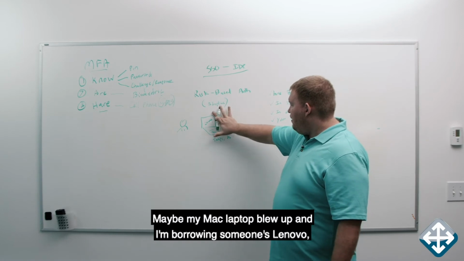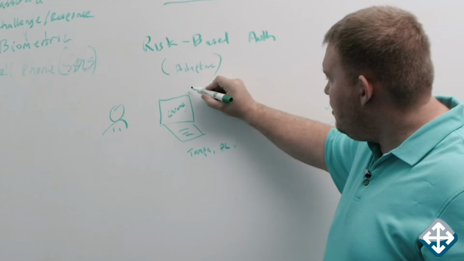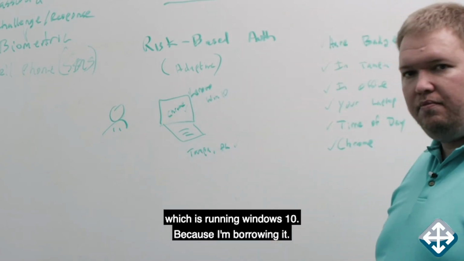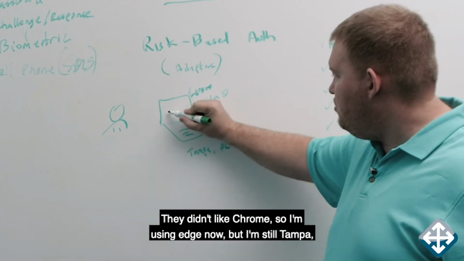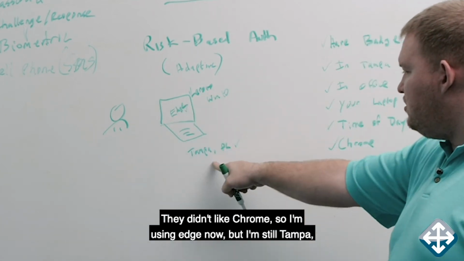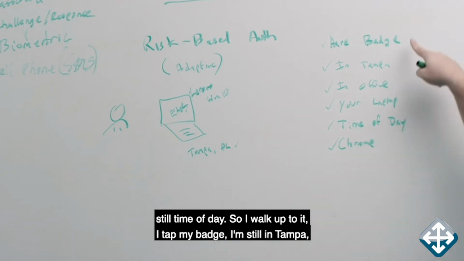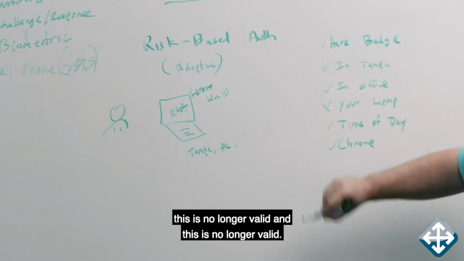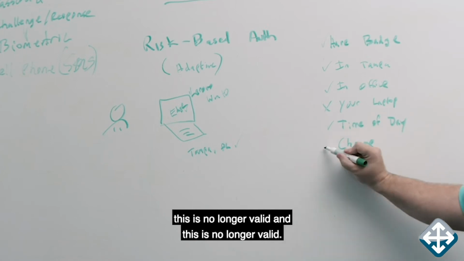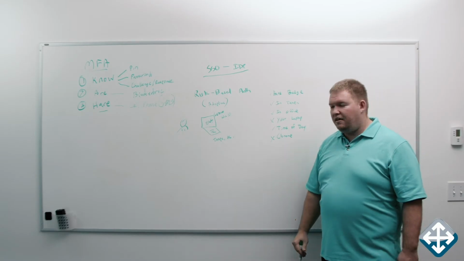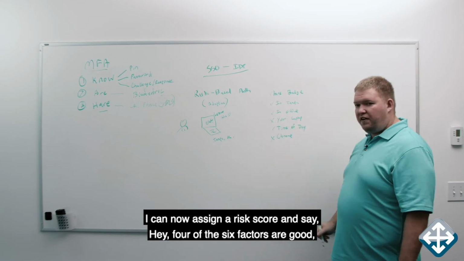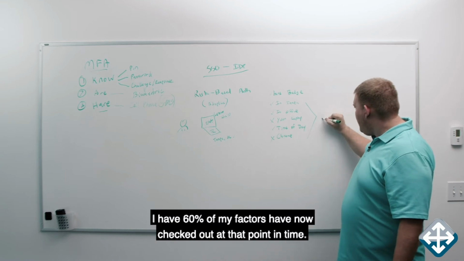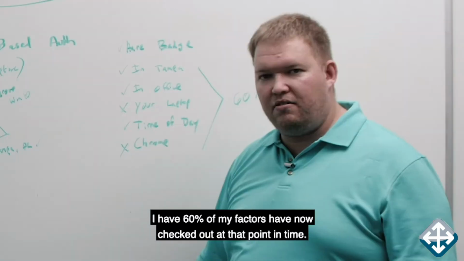Now let's take the same scenario, let's change it around a little bit. Maybe my Mac laptop blew up and I'm borrowing someone's Lenovo, which is running Windows 10. Because I'm borrowing it, they didn't like Chrome, so I'm using Edge now. But I'm still in Tampa, still time of day. So I walk up to it, I tap my badge. I'm still in Tampa, I'm still in the office. However, this is now no longer valid, and this is no longer valid. I can now assign a risk score and say, hey, 5 of my factors are good. I have 60% of my factors that have now checked out.